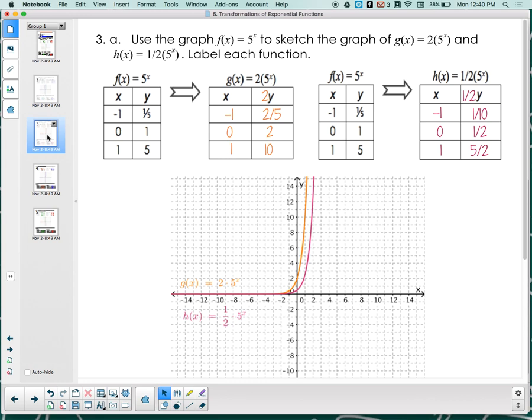In the other example, we're multiplying a by 1/2, so we're compressing it. Again, your x values stay the same. We're just multiplying y by 1/2. So 1/5 times 1/2 is 1/10, 1 times 1/2 is 1/2, 5 times 1/2 is 5/2. Again, if you must change that to a decimal to help you plot it, that's fine. But what you get is a slighter, more compressed graph, a little wider.